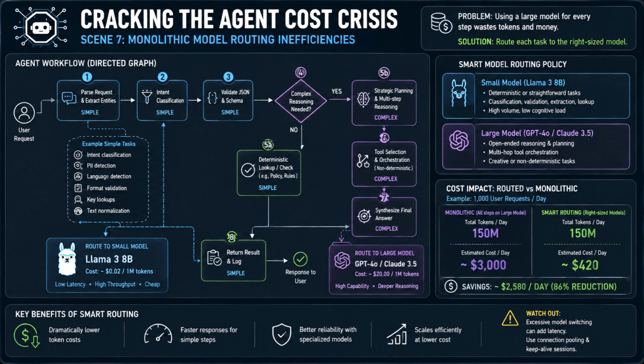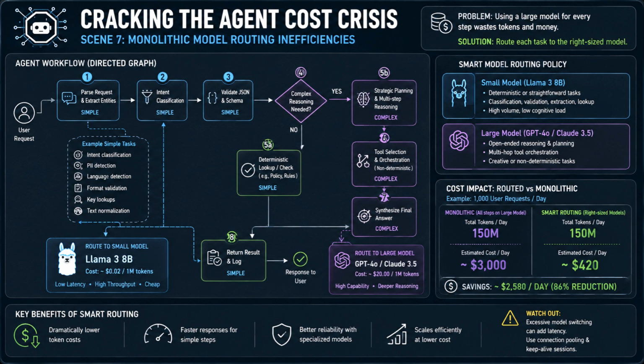Once your context vectors are optimized, you can address another major driver of production spend: model provisioning. Many developers default to routing every step of a complex agent workflow through their most capable flagship model. While large models are excellent for high-level planning and nuanced reasoning, using them for simple tasks like intent classification or JSON schema validation is highly inefficient.